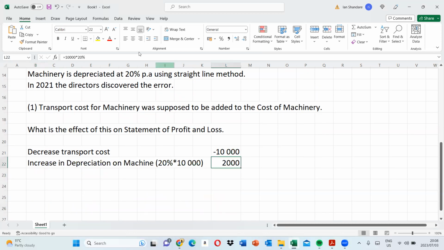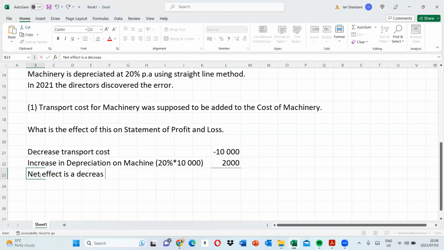So what is the net effect in the statement of profit and loss? It is a decrease in expenses. You guys see that? Of how much? There's a decrease in expenses of 8,000. So overall, our expenses are supposed to decrease by 8,000. When we decrease expenses by 8,000, what then happens to profit before tax? If we decrease expenses, we can all agree that profit before tax increases. So there's an increase in profit before tax of 8,000.